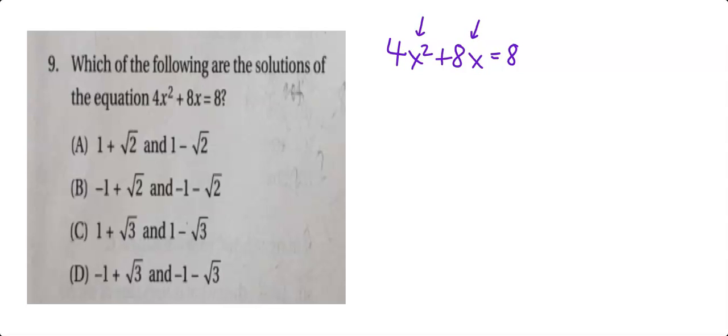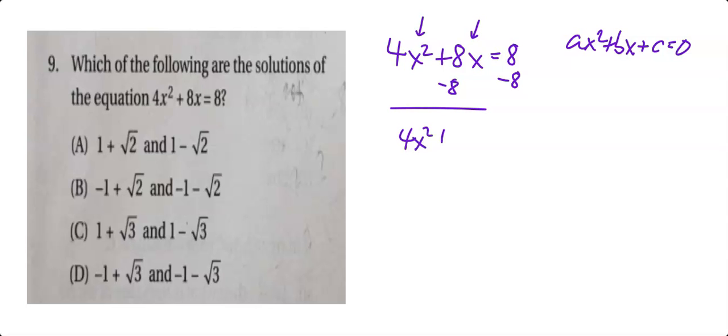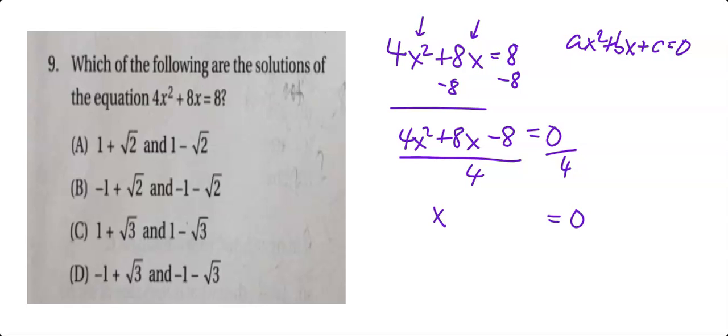But the first thing to do is to get it in the form where ax squared plus bx plus c equals 0. So we got to get this in that form, so we subtract 8 from both sides. We get 4x squared plus 8x minus 8 equals 0. And we can simplify the calculations by dividing everything by 4, since everything on the left has a common factor of 4. If we divide 0 by 4, it's still 0. And so now we're dealing with x squared plus 2x minus 2.